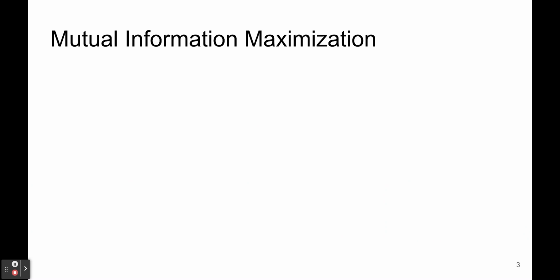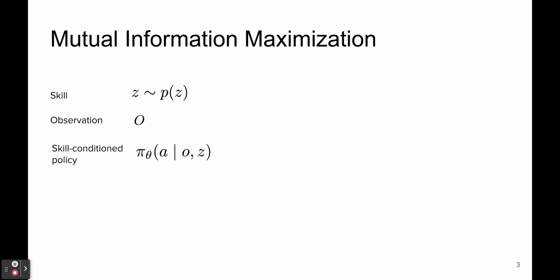The common approach in most of today's algorithms is mutual information maximization. So we define our skill prior distribution. We have our observations, a skill conditioned policy that takes the observation and the skills as an input, and outputs a distribution over actions. And the objective is to maximize the mutual information between the observation and the skill. Intuitively, this tells the agent to acquire a set of skills that are highly informative of the observations.